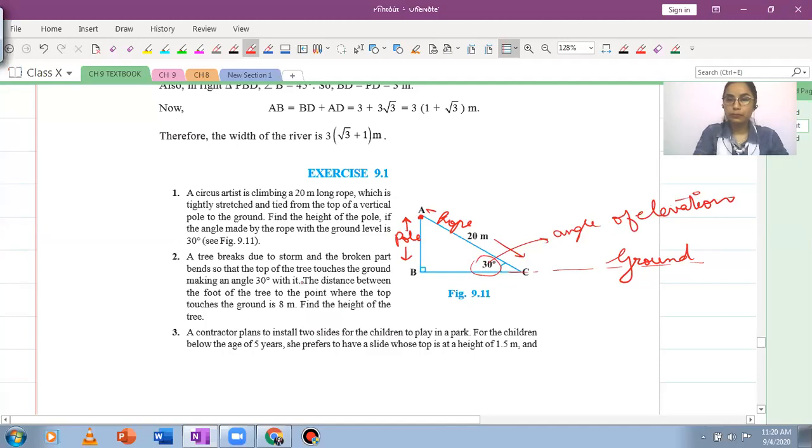You did not need to think about that. You want to find out the height of the pole. Now there is this one condition which indicates that the rope is tightly stretched. This word is sometimes replaced with the word taut. Taut means it's stretched in such a way that there is no slack.